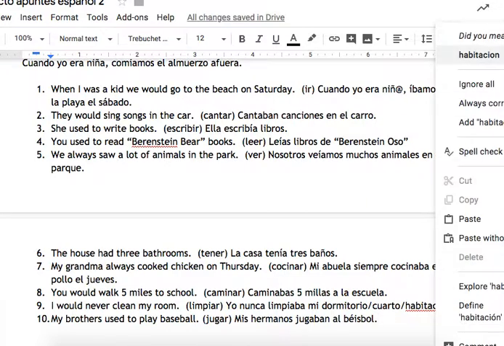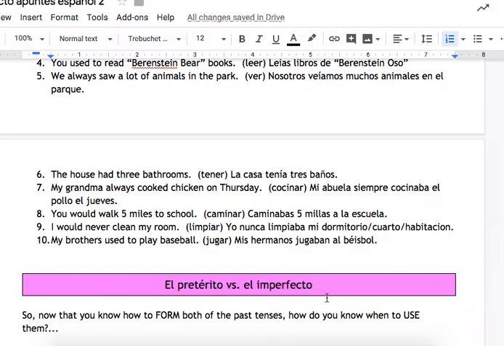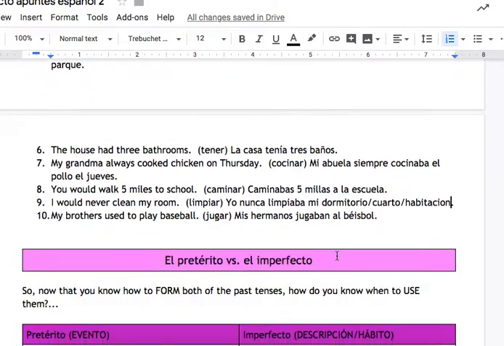Okay. So these are the practice sentences.